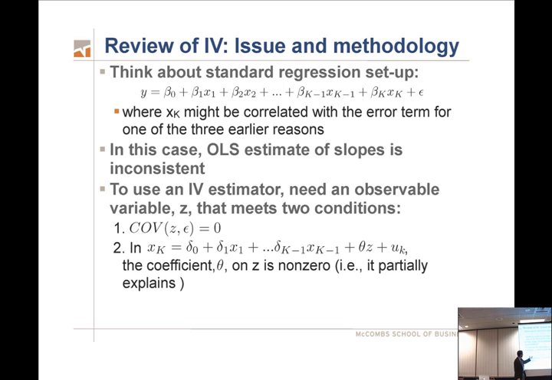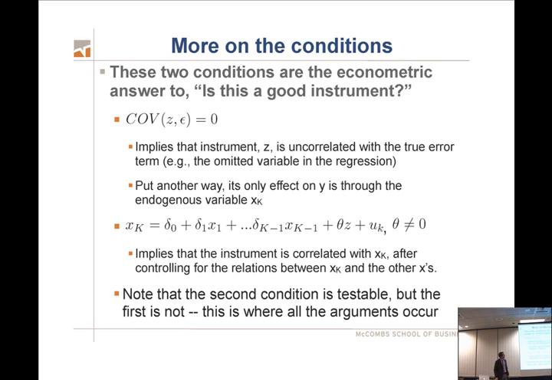And then the second thing is if I think about running a regression where my family-run CEO dummy is on the left-hand side, on all the remaining X's, so all the other controls in the firm, and I include the instrument, I need that coefficient to be significant. All I'm saying there in words is that the instrument has to partly explain the variable that I'm worried about. So, more on the conditions.